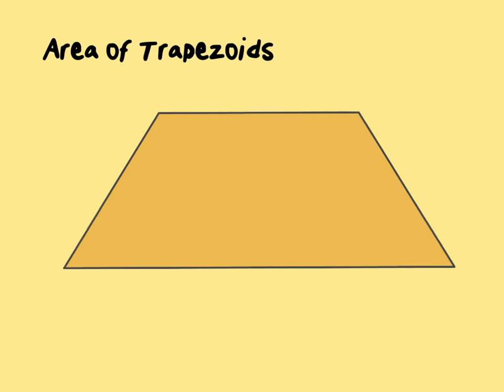So if you look at this trapezoid right here, you can see that if I was to draw a line right here and a line right here, we have a rectangle and we have two triangles. So that's how we're going to approach finding the area of trapezoids today. We're going to approach it with the point of view that a trapezoid is made of triangles and rectangles, that we can find the area of each of those shapes and then we can add them together.